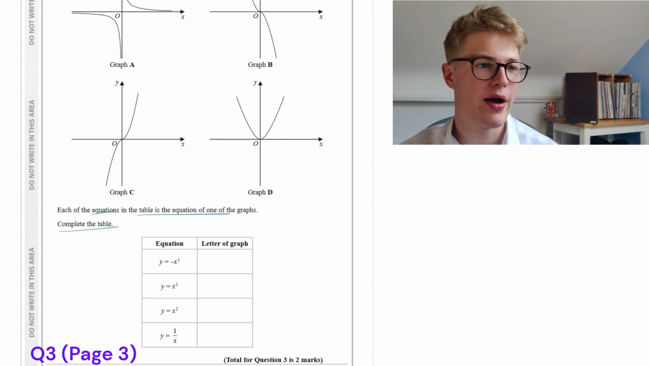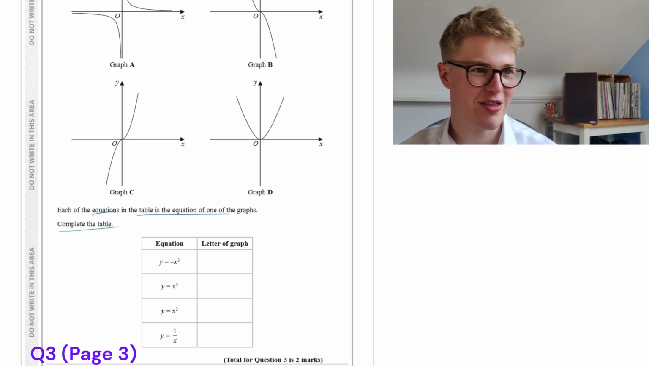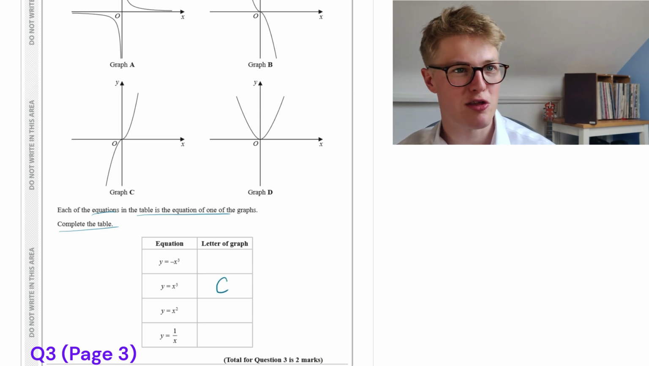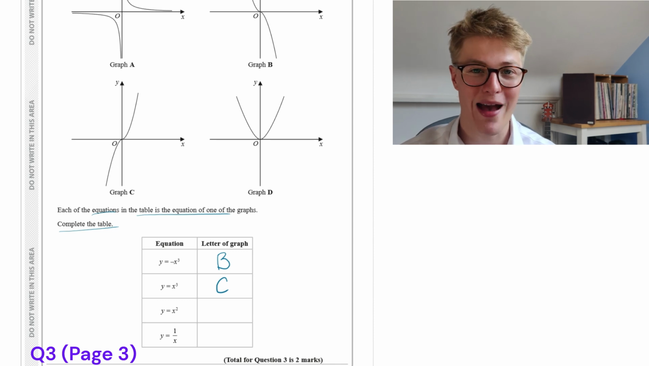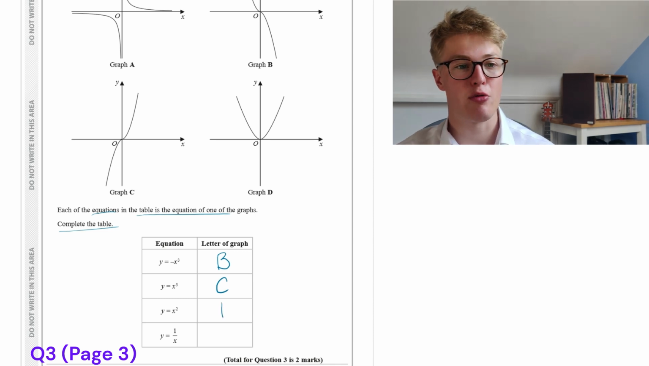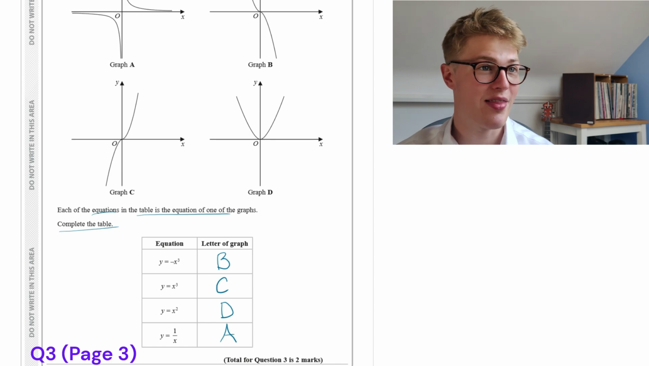So we can look at y equals x cubed and see that is graph C. Y equals minus x cubed is going to be B because it's a reflection in the y-axis, and then we can see that y equals x squared is going to be D. This leaves us with A as y equals 1 over x, and that is our final answer.